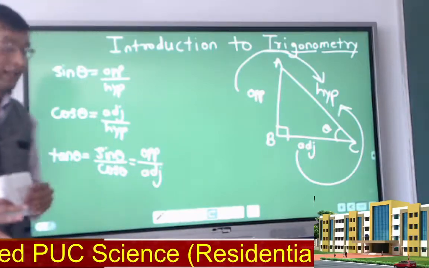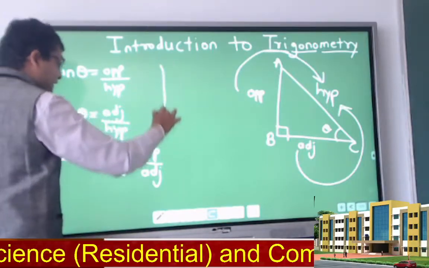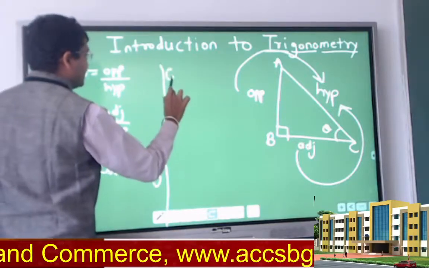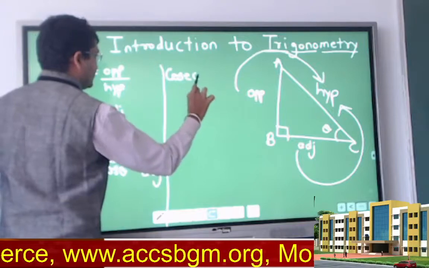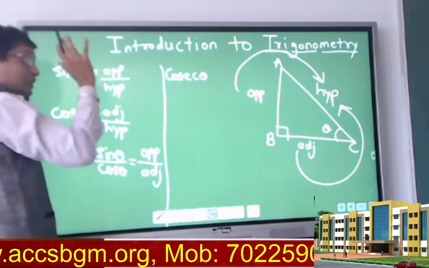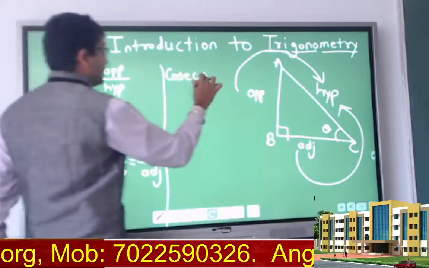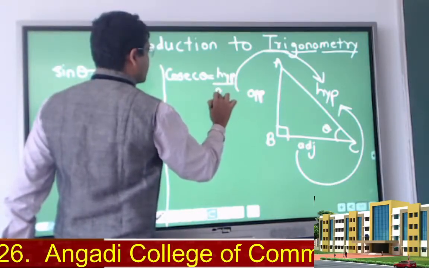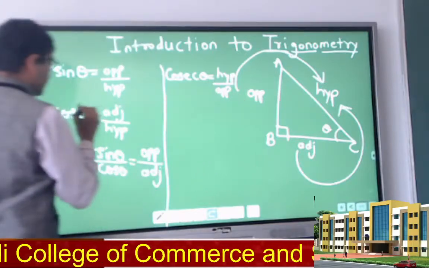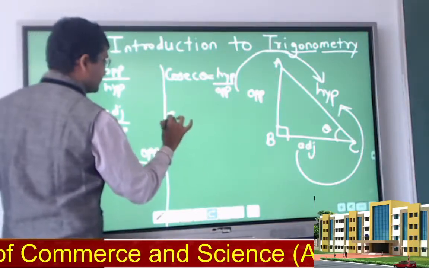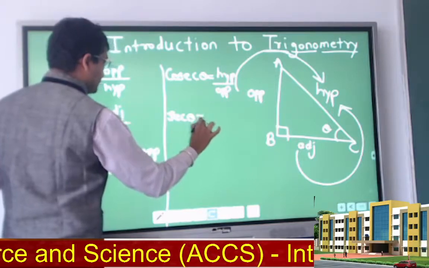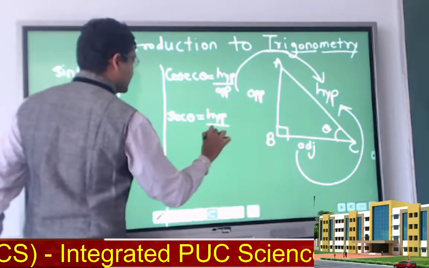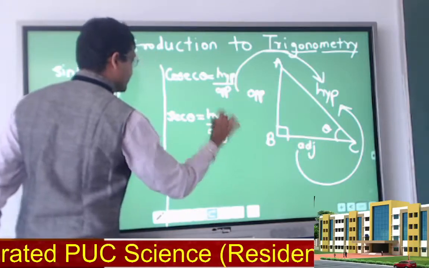So I am writing on another corner. You can see here, sine reciprocal is cosec theta. So just write the reciprocal. What happens? Hypotenuse divided by opposite side. Next, cos reciprocal is sec theta, so we get hypotenuse divided by adjacent side, like this.